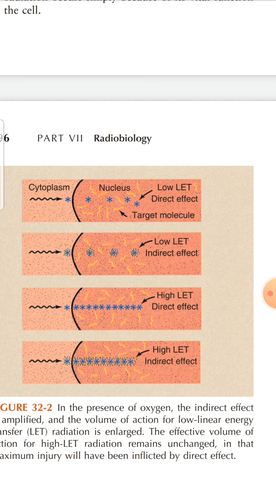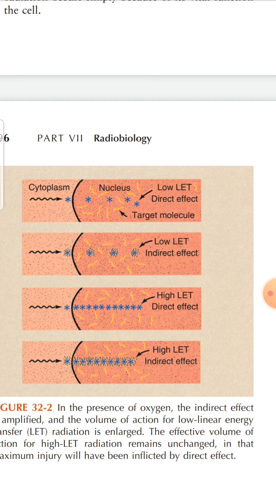So what basically happens according to this diagram, according to the first image, is that low linear energy transfer radiation is presented, and you can see there is a large distance between the molecules. So the probability of a hit on the target molecule would be low because of the large distances between these ionizing events.